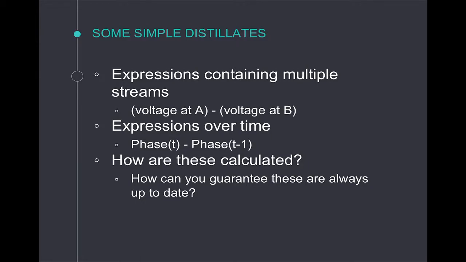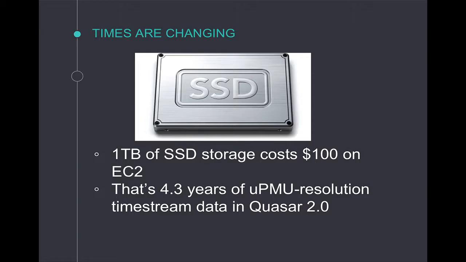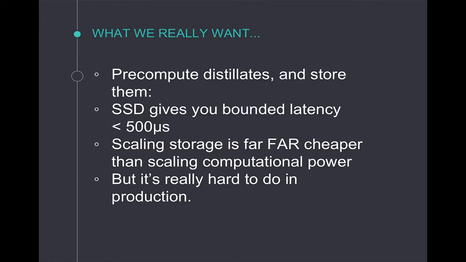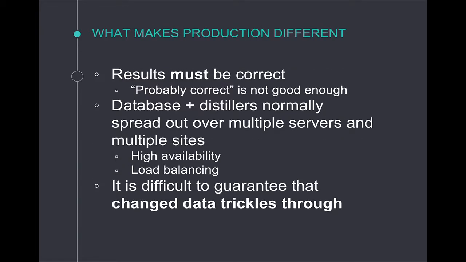We thought we could take a different angle on it, because times are changing. You can now get extremely high-performance bulk storage for almost nothing. So the angle we took was, if you can pre-compute these distillates that you're going to want to visualize later and put them on an SSD, you get bounded latency. It's really hard to do this in production. Why? Because your results have to be correct. Even though you have multiple servers, you need to guarantee that whatever changes on your inputs are going to percolate through to the output. Servers may crash, researchers may rewrite algorithms and deploy them on production without any warning to the developers. But you still need to make sure that all the data trickles through.